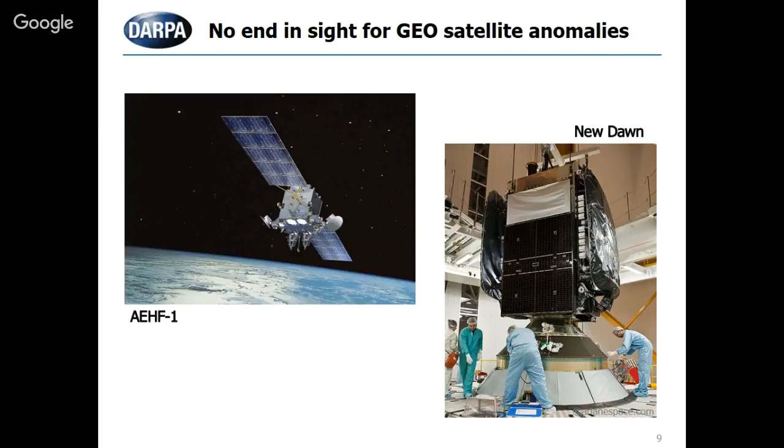So maybe someday that could benefit from a space tug to come along and bring it back to the stationary slot in GEO as its propellant is exhausted. And then here's a commercial satellite, New Dawn, that had an antenna deployment anomaly. The antennas, the reflectors, are folded up here on the sides of the satellite, and one of them didn't unfold properly. Continues to happen.